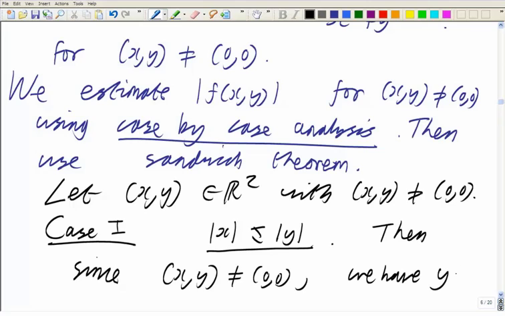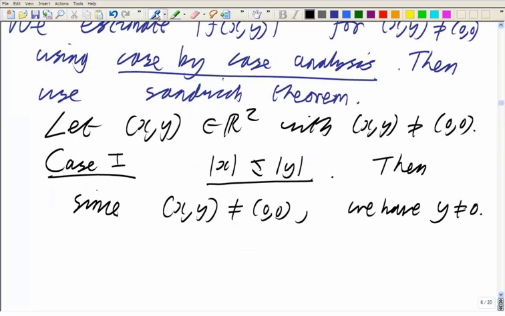We don't know if it's positive or negative, but if y was 0, then mod y would be 0, mod x would be 0, they'd both be 0, but we're assuming we're not at the origin, so that doesn't happen. Right. Okay, so then we're going to estimate things quite easily.